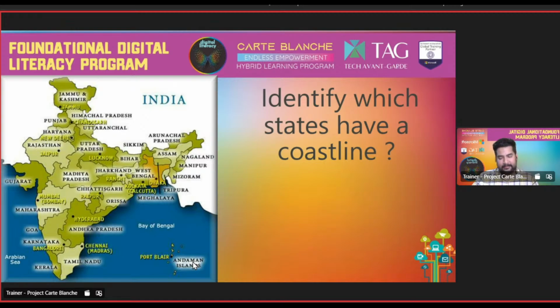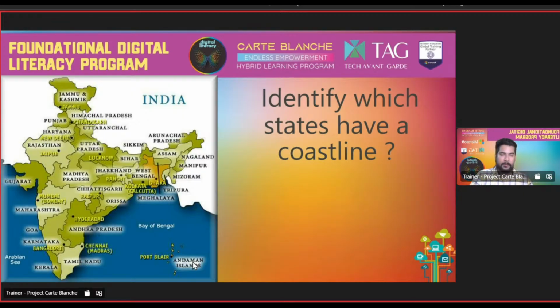So in this case, what you will do through your eyes, and you will be watching this image through your intelligence system. You'll check out which images, which states have got a seashore, and you will try to tell me the names. Okay, maybe Maharashtra, maybe Goa, maybe Karnataka, maybe Kerala, maybe Tamil Nadu, right? You will be able to tell it, right?